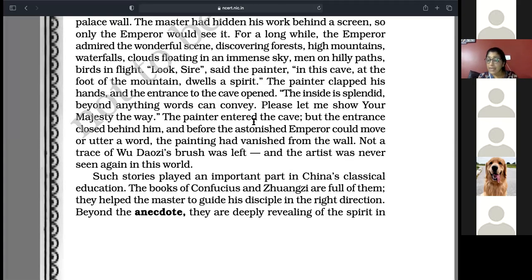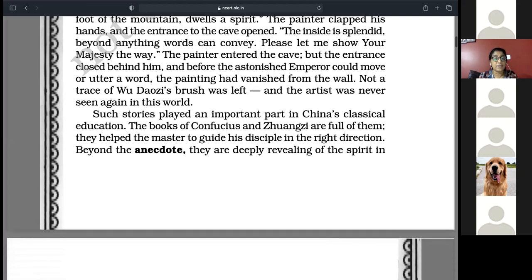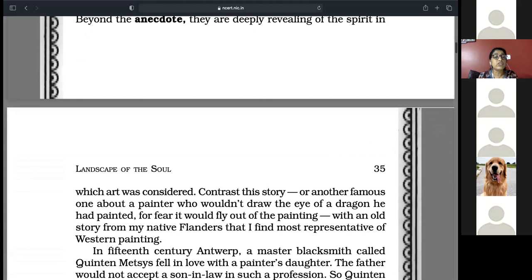Beyond the anecdote, they are deeply, anecdote का मतलब होता है amusing or any interesting story about a real incident or a person. They are deeply revealing of the spirit in which the art was considered. Normally there's a depiction of a narrative using painting, which is called an anecdote.